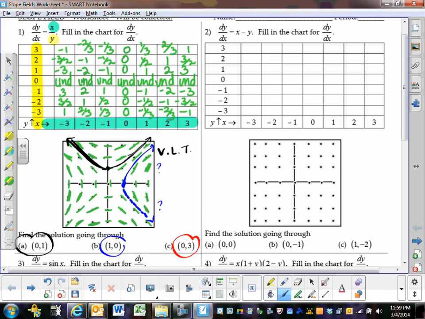Okay, for 0, 3, I would really only have the top portion of the hyperbola.